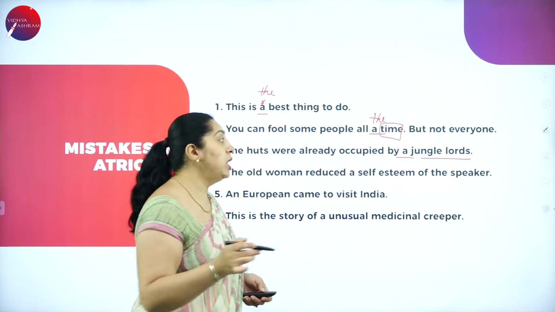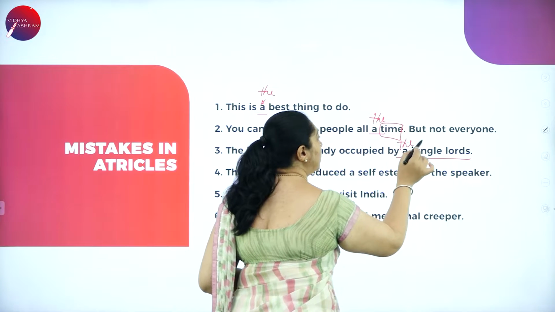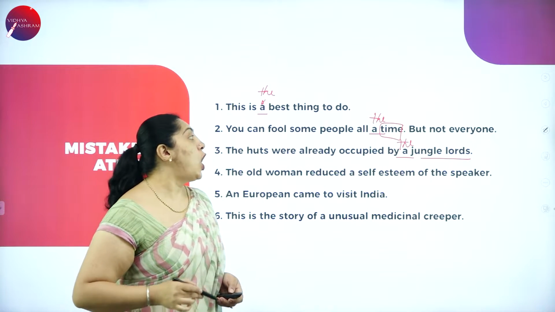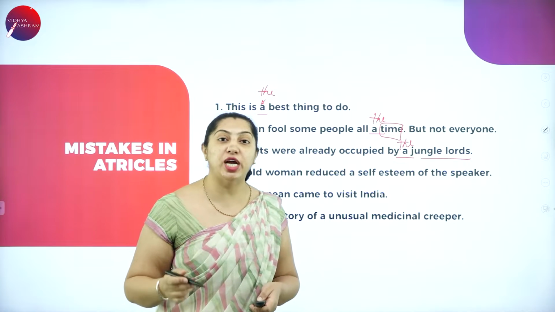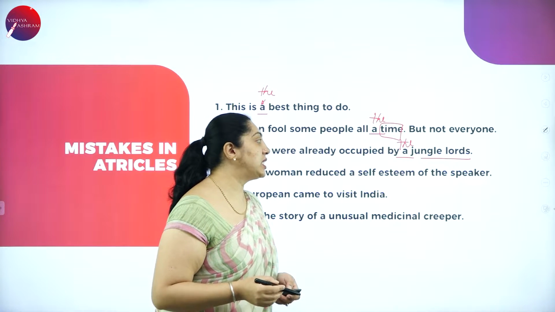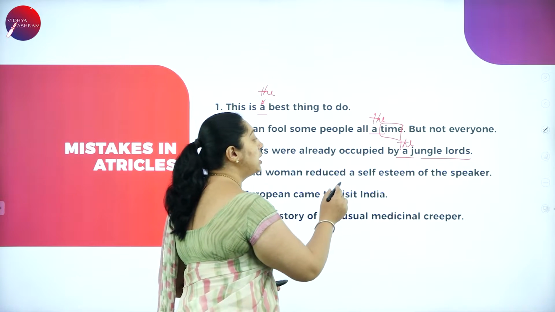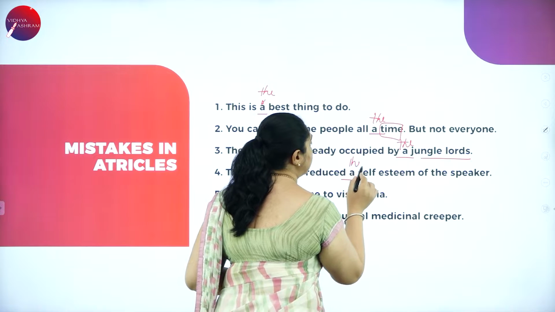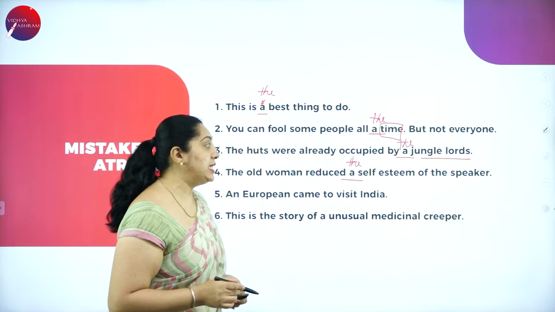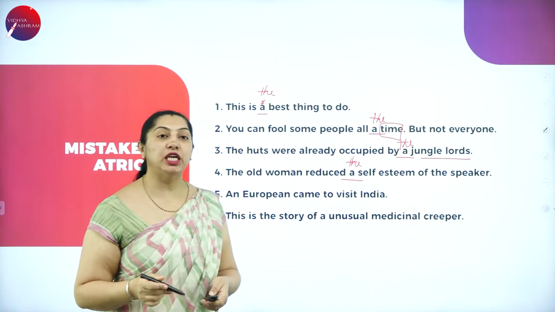Lots is plural, so you cannot use the article a here. It is the article the. So the huts were already occupied by the jungle lots. The old woman reduced a self-esteem of the speaker. The old woman reduced the self-esteem of the speaker.